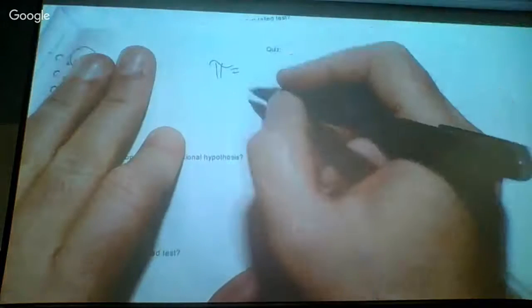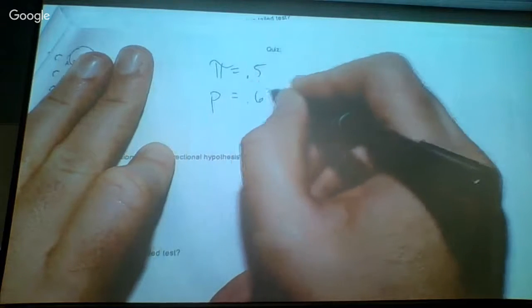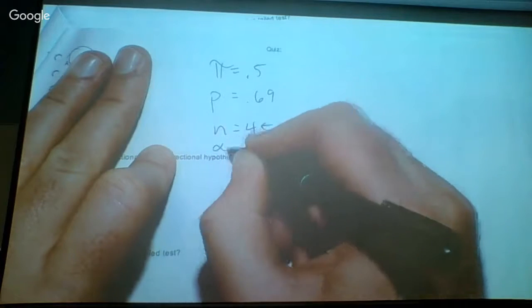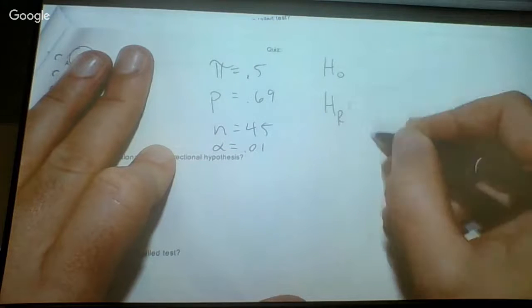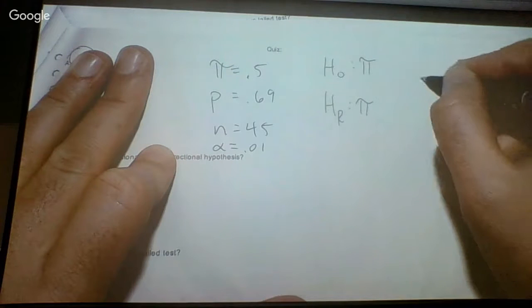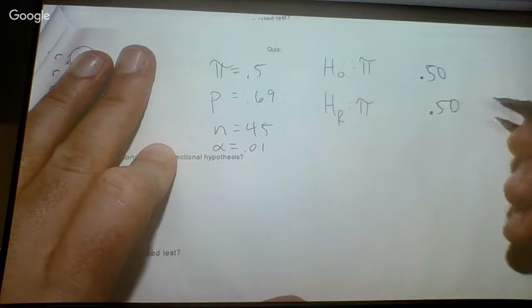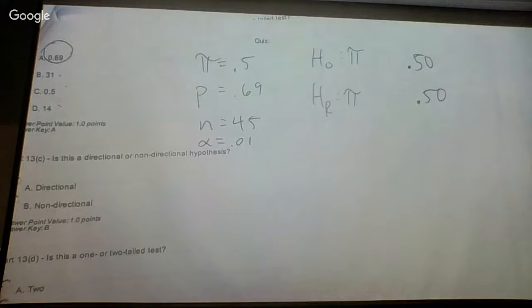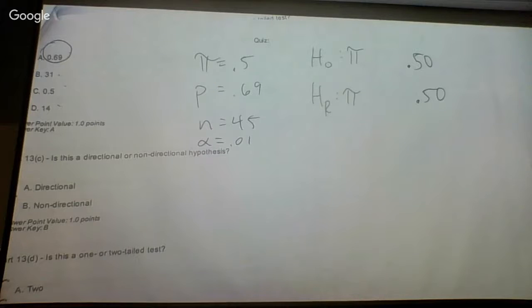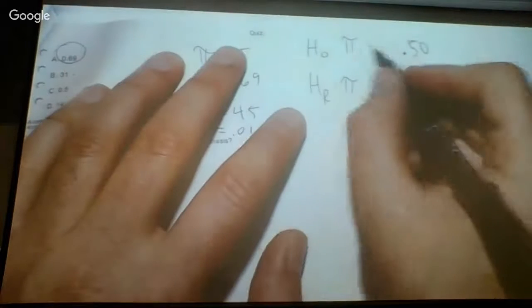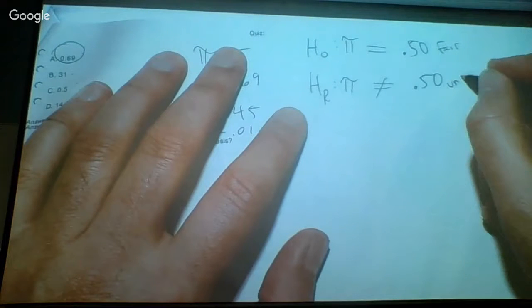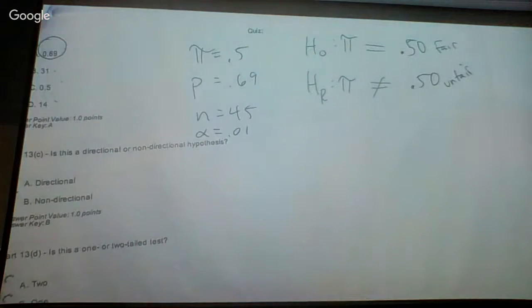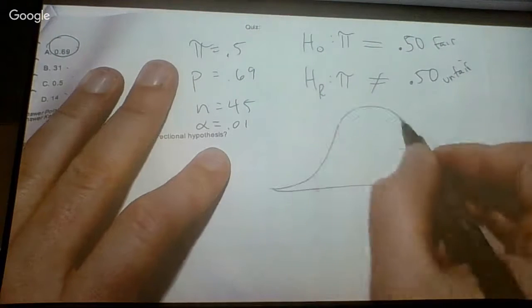Time to do some damage with the hypotheses. We know again, pi, 0.5, p, 0.69, n, 45, alpha, 0.01. We got to come up with two hypotheses. One of which says this is fair, the other which says this is unfair, and it's a comparison to 0.5. What would a fair coin toss be? Equal to 0.5. Exactly. This would be fair. This, somebody is having an unfair advantage. Someone is having an unfair disadvantage. But this is a two-tailed test.